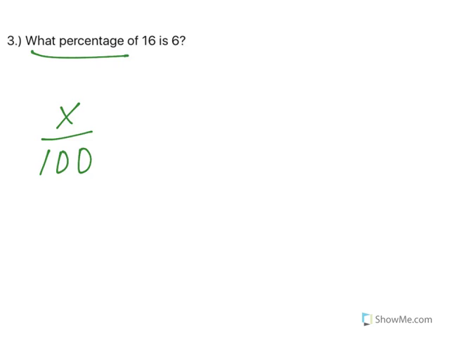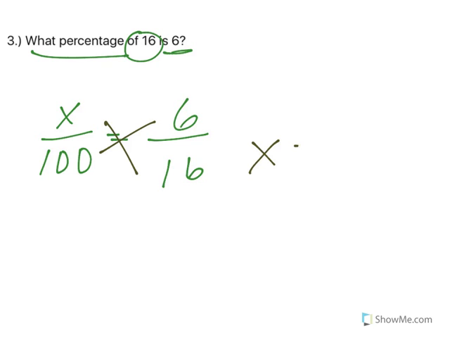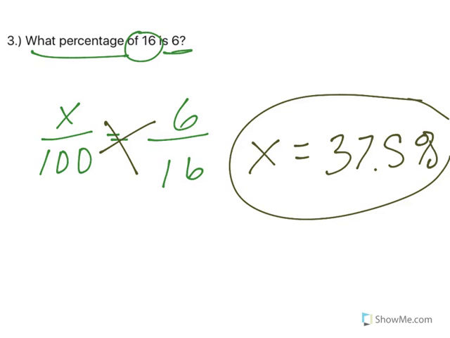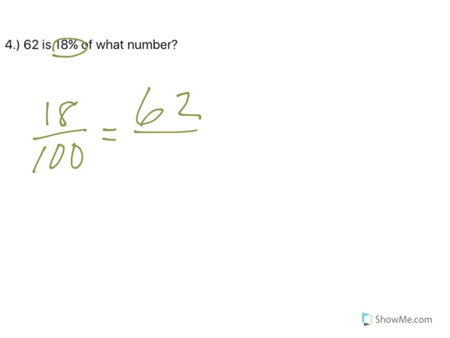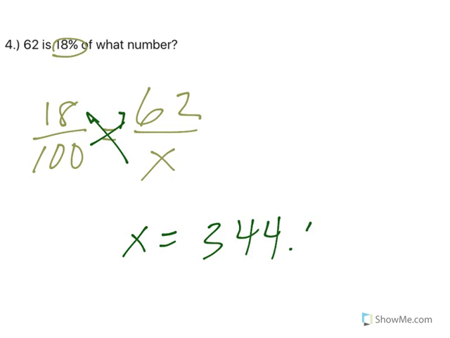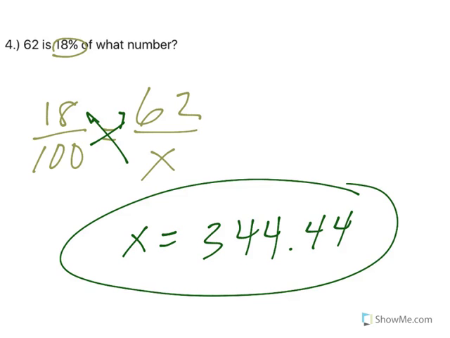Number 3, what percent? Well, that's x over 100. Of 16 is 6. Cross multiply, and x equals 37.5%. Number 4, 62 is 18% of what number? Cross multiply, and x equals 344.44. I rounded to the nearest hundredth.